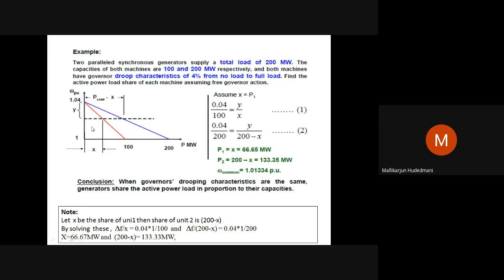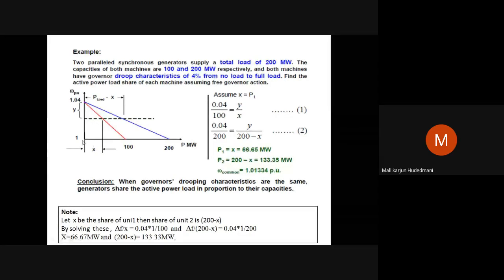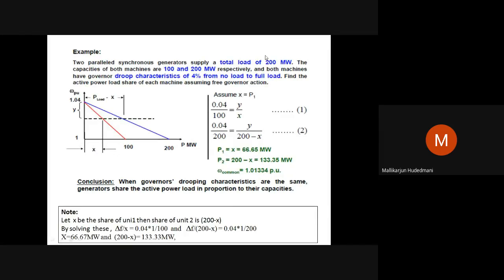This may not be an accepted case if the load increases further. This line which is intersecting with this line may come so close to 1 and below 1. Maybe a higher load demand may not make this parallel combination successful. This is another graphical way of solving parallel connected generator share and common operating frequency calculation.